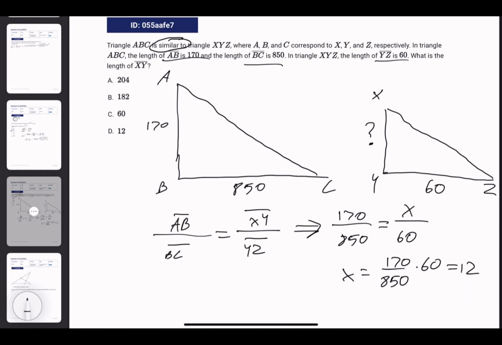So what is the length of XY? Well, that's going to be equal to 12, since X is our XY. We just set it as a variable. Well, if this makes it any clearer, you could just leave it as this, and it would be the same deal. So 12.